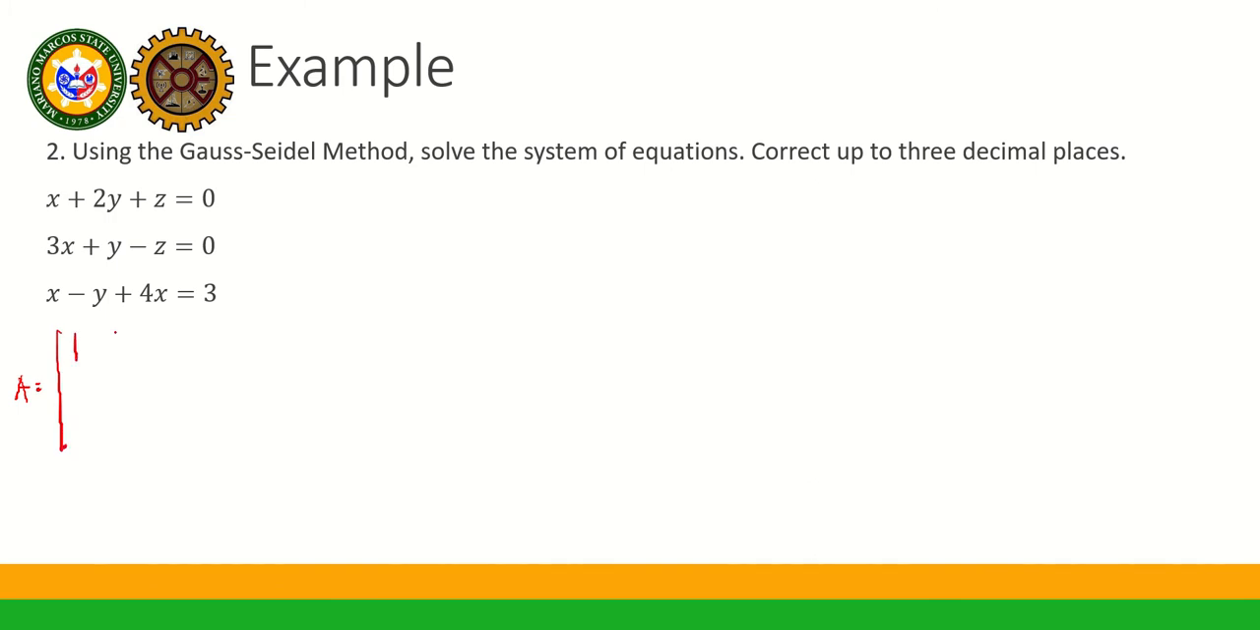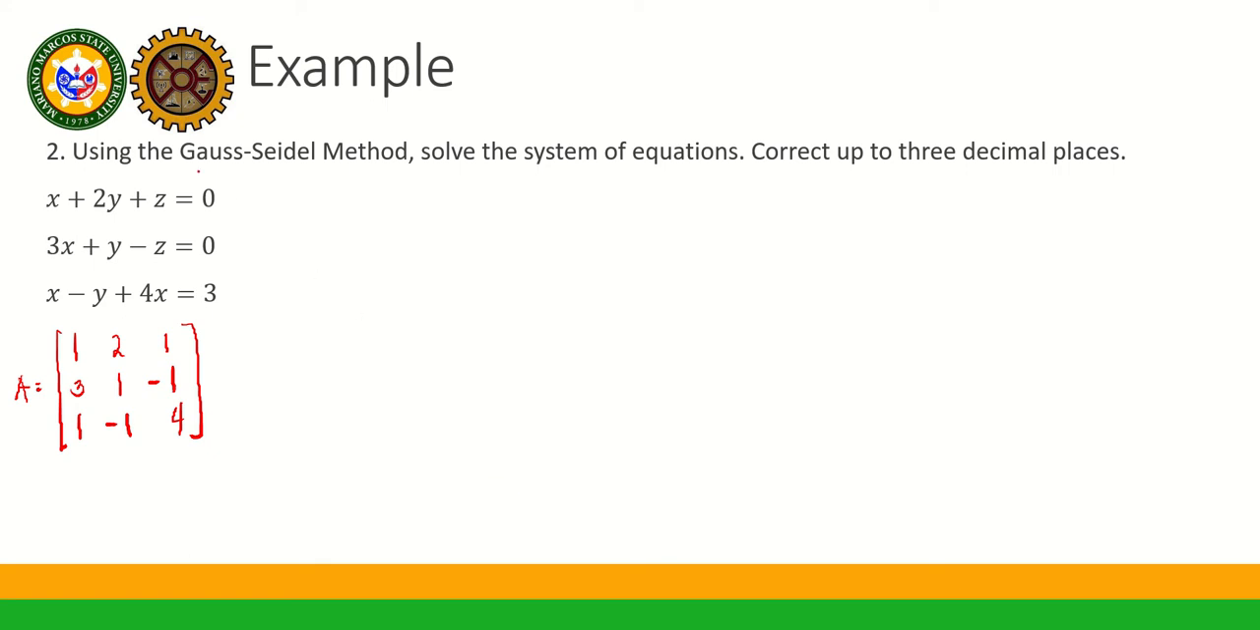This is equal to 1, 2, 1, and then 3, 1, -1, and then 1, -1, 4. So our matrix doesn't look like a dominant one. So, we need to rearrange the given equations to give dominant diagonal elements, because our diagonal elements are really not dominant.